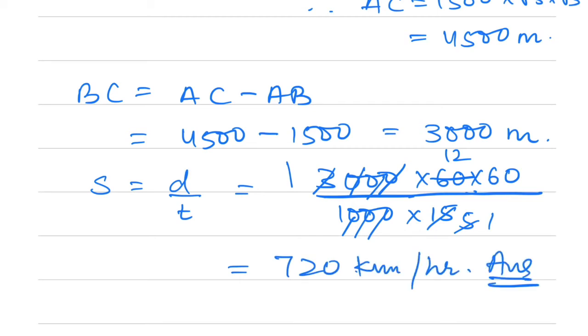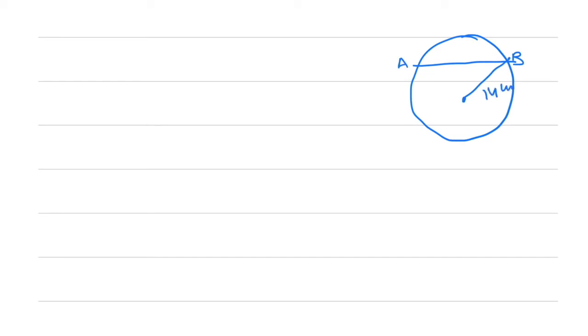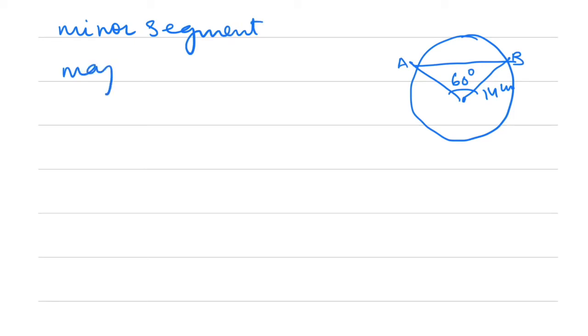So that's the answer. Question number 17. We have to find the area of minor segment. So let this be the minor segment, with radius 14 centimeters and this central angle is 60 degrees. So we have to find the area of minor segment and the area of major segment.